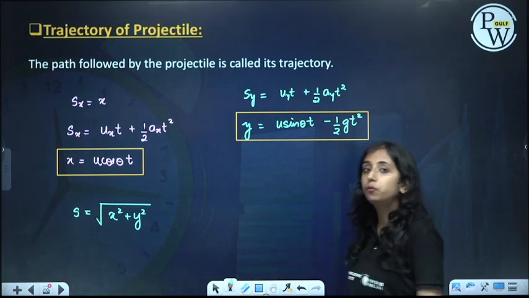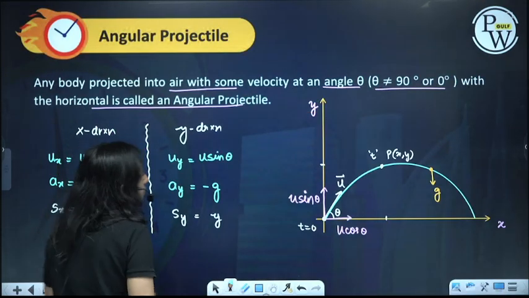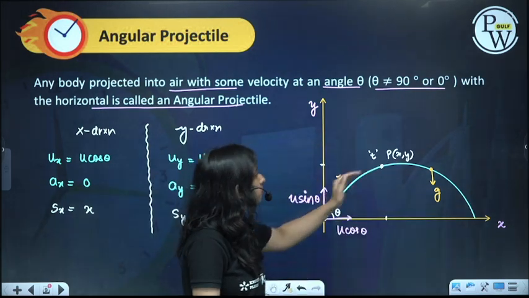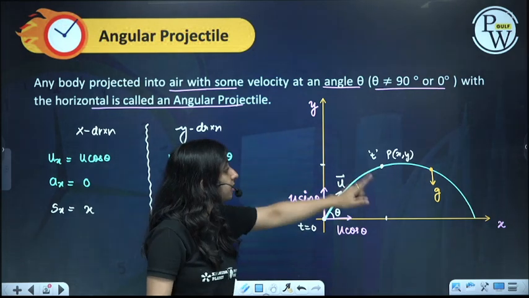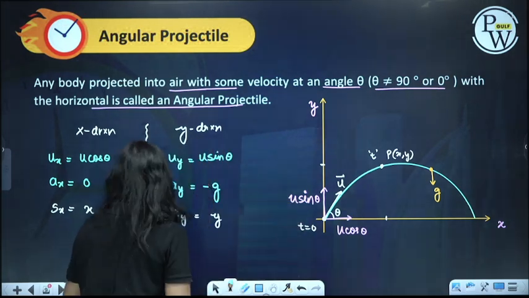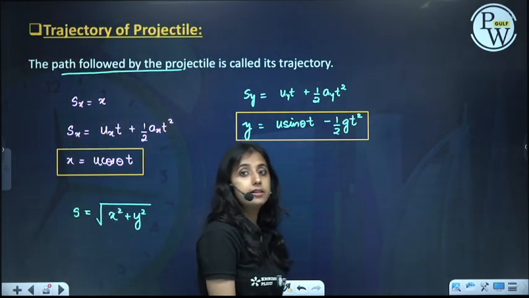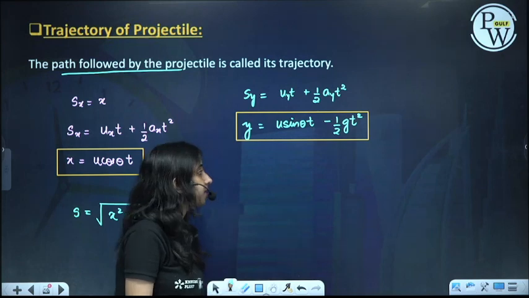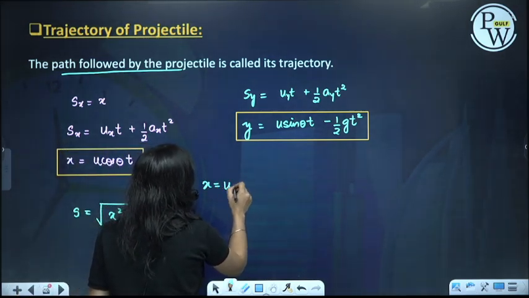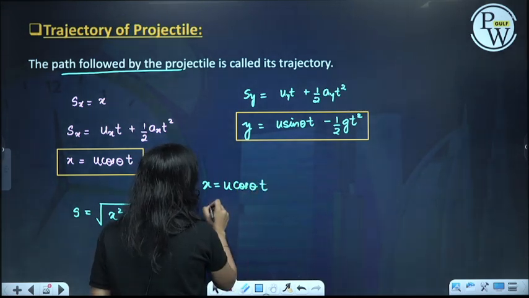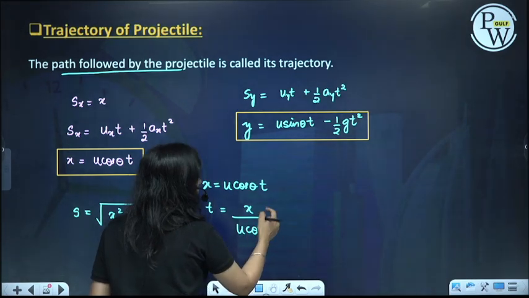Now when we have to find the trajectory, trajectory is a relation between x and y, because trajectory is the equation of this path. This path is a curve in xy plane, so trajectory is a relation between x and y. What we will do is, from x is equal to u cos theta into t, can we write t is equal to x divided by u cos theta?